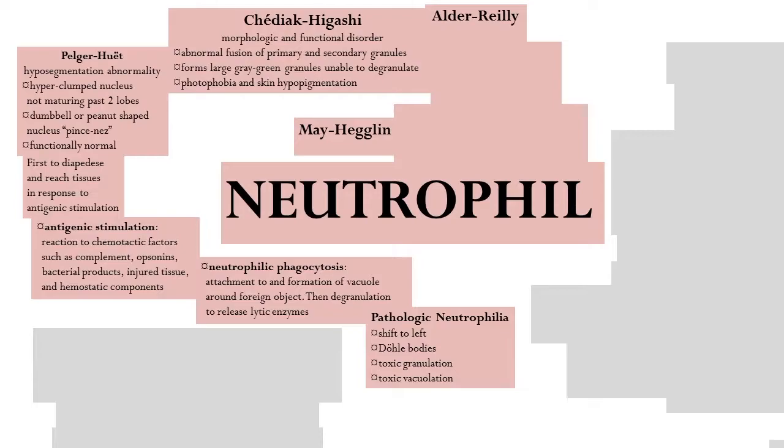Pelger-Huët. What is the cytoplasmic anomaly characterized by May-Hegglin disease? May-Hegglin is characterized by large, crystalline, Döhle-like inclusions appearing gray-blue and spindle-shaped, also associated with giant platelets and thrombocytopenia.